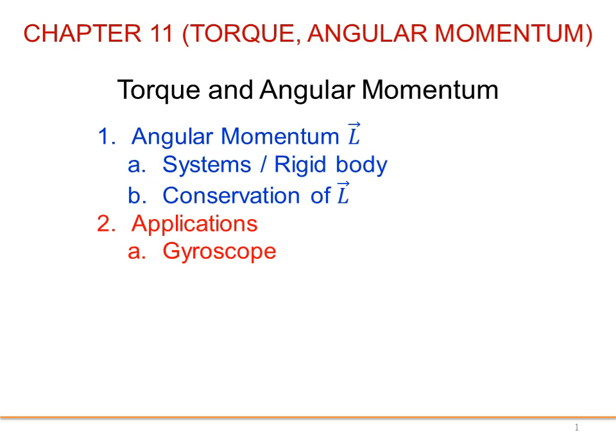Welcome to this third lecture about rotation, and more particularly about torque and angular momentum. So far we have introduced the angular momentum vector L, and systems. So today we are going to focus on rigid bodies, and then we discuss some examples of conservation of L for rigid bodies, and finally we will see an application, the gyroscope.